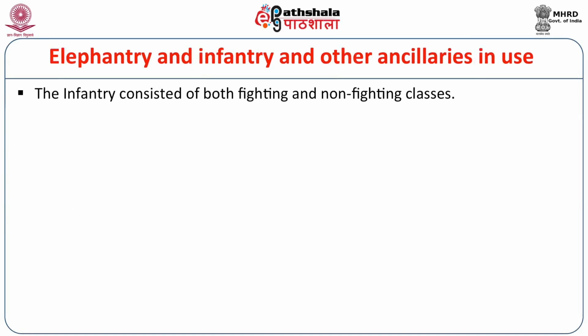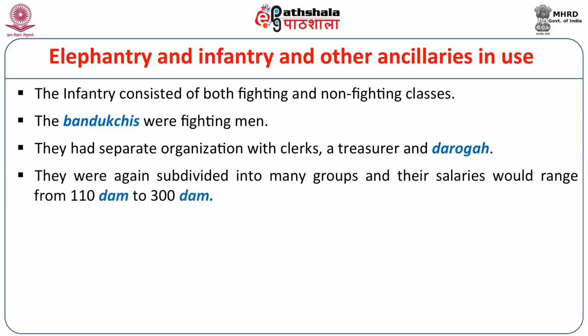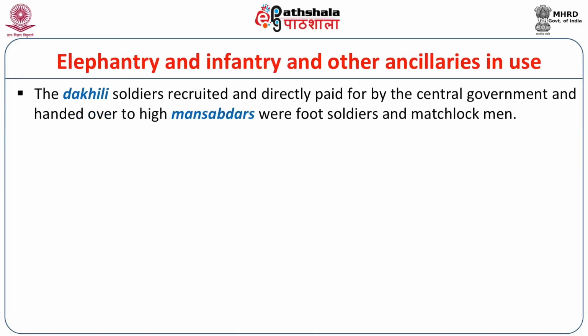The infantry consisted of both fighting and non-fighting classes. Now, the fighting men were called the bandukchis. They had separate organizations with clerks and a treasurer and a daroga. They were again subdivided into many groups, and their salaries would range from 110 dams to 300 dams. The Dakhili soldiers, recruited and directly paid for by the central government and handed over to the high Mansabdars, were foot soldiers and matchlock men.